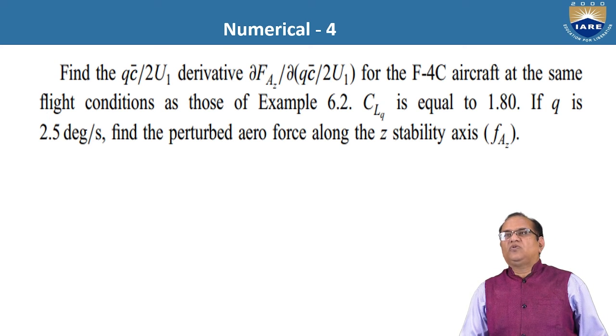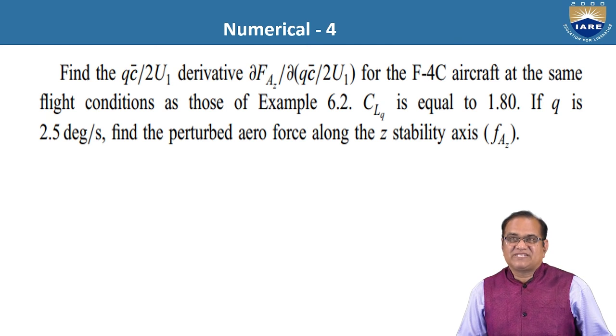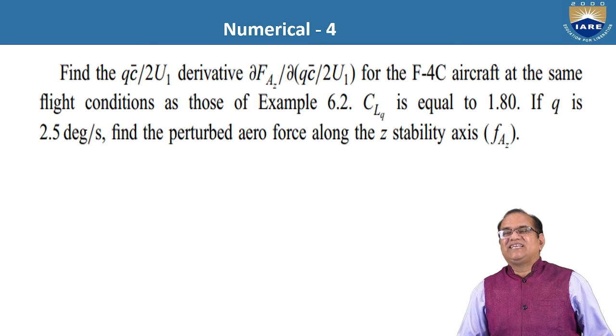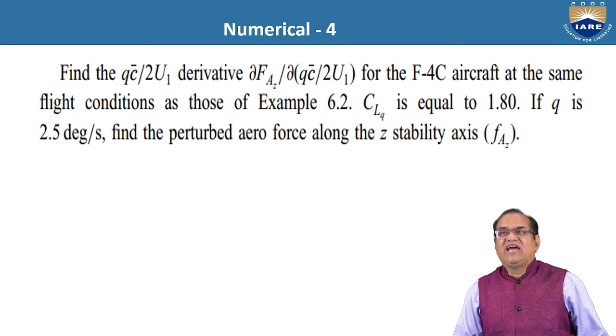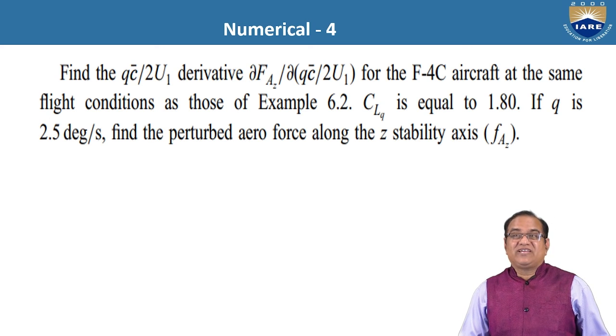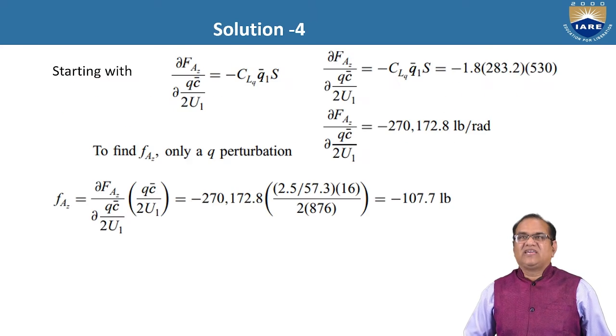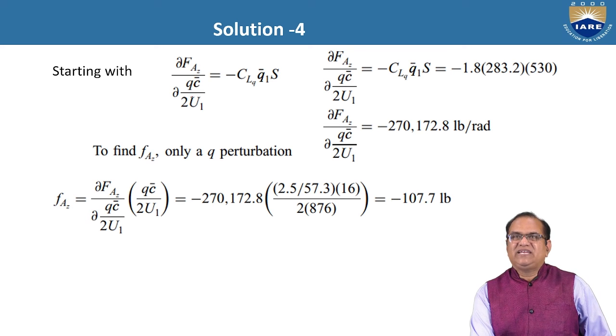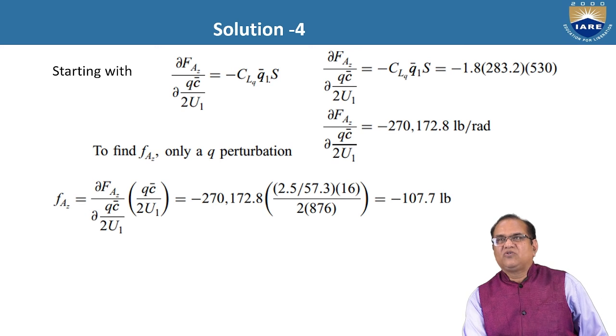CLQ is equal to 1.8. If Q is 2.5 degree per second, find the perturbed aeroforce along the Z stability axis. So in this, CLQ is equal to 1.8 and Q is 2.5 degree per second. These parameters are given. So starting with dFAZ by d(QC by 2U1) is equal to minus CLQ Q1S.